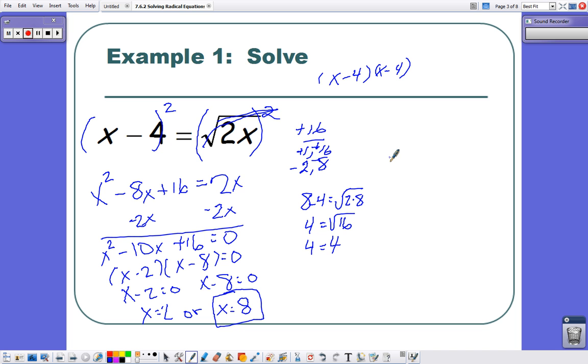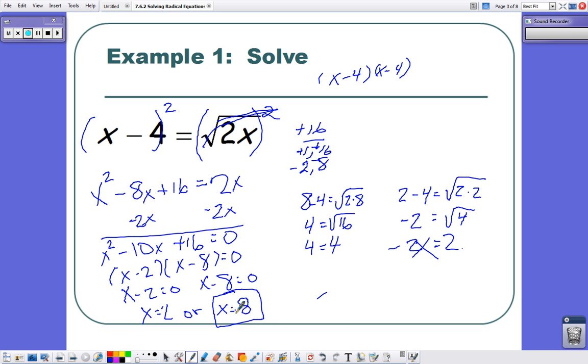Now when I do 2, I'm going to take 2 minus 4 equals the square root of 2 times 2. Well, 2 minus 4 gives me negative 2, and the square root of 4 is 2. Those two don't equal, so that is not a possible solution. So the only answer in this case would be 8.